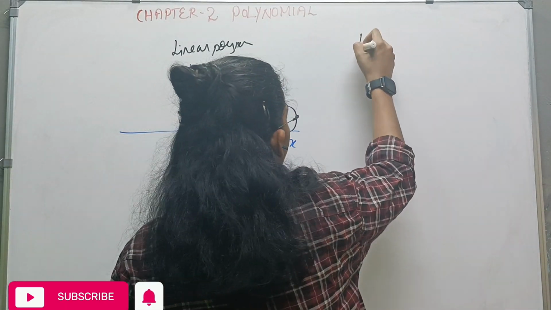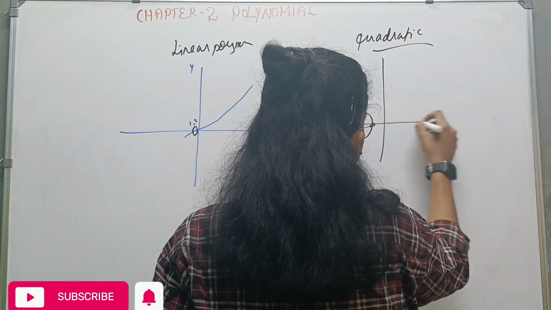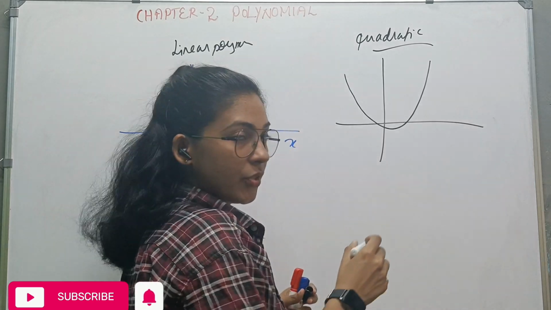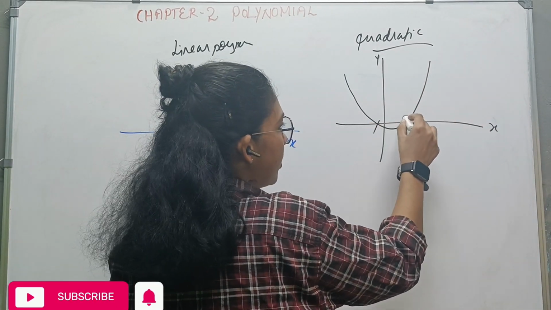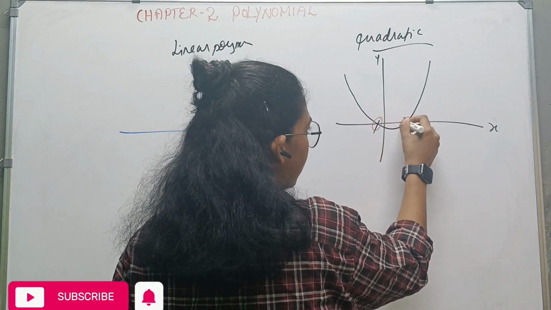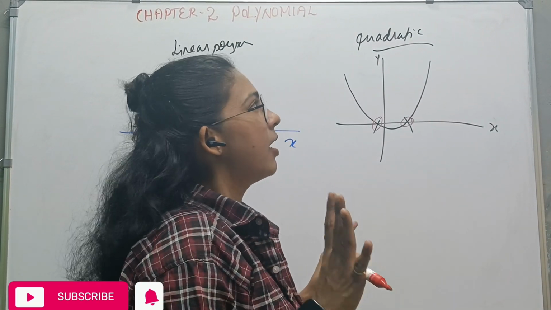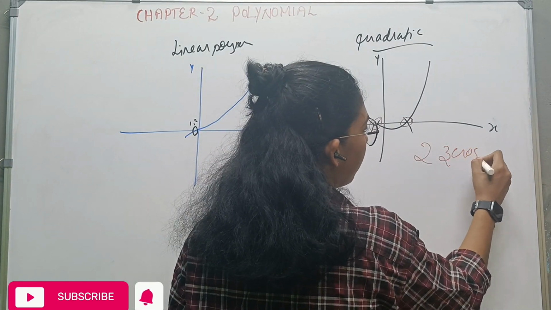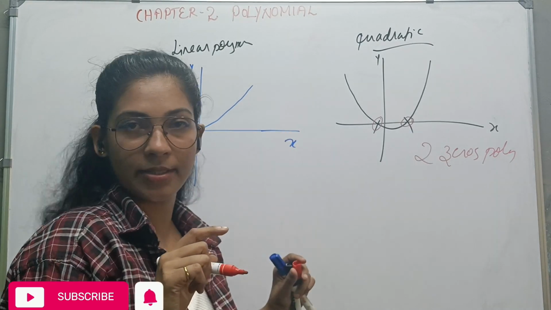It should be a straight line. And for a quadratic polynomial it should be like this, and it's a parabolic shape. This is the x-axis and y-axis, and it touches 2 points on the x-axis. Here is a point and here is also a point, both on the x-axis. So we can say that a quadratic polynomial has 2 zeros of polynomial.